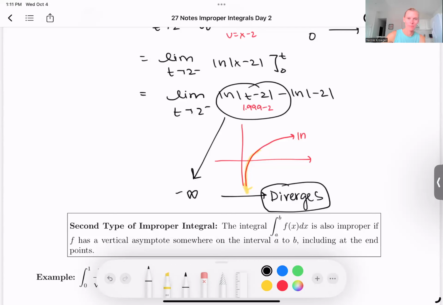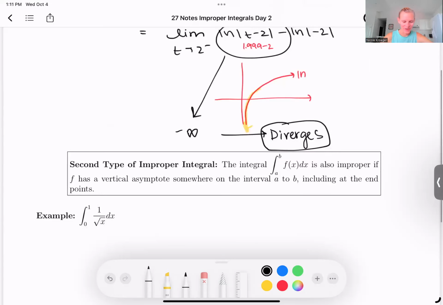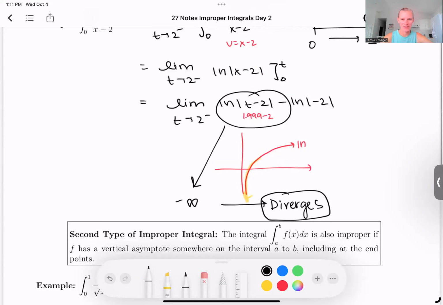Remember that we say these improper integrals diverge if we are not getting a number out. So if we have a vertical asymptote either between our endpoints or at our endpoints, then this is an improper integral. And the way that we deal with it is exactly like we did here, breaking this apart into a limit, either a left or a right-hand limit. And let's go ahead and do one more here.